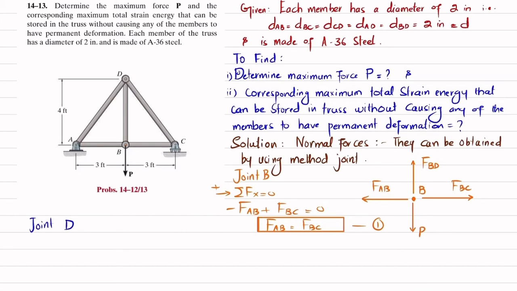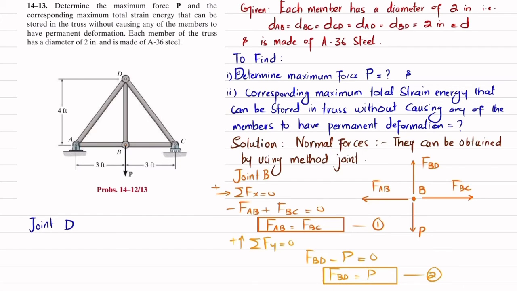But before that, we will also apply another equation of equilibrium: the sum of all forces along the y direction must be equal to 0, and upward force is taken as positive. So FBD is upward, minus P is downward, and their sum must be equal to 0. So FBD will be equal to P. And this is your equation number 2.